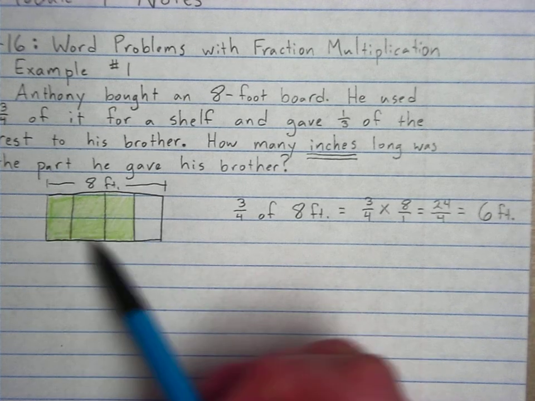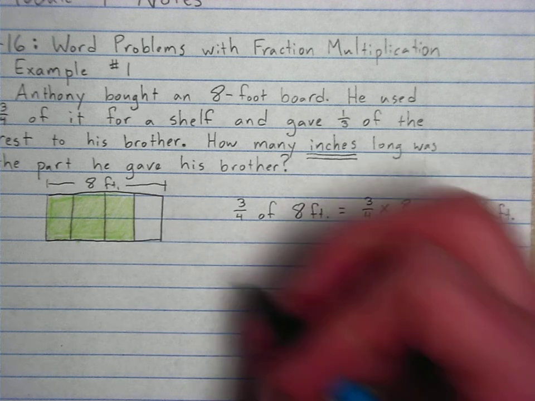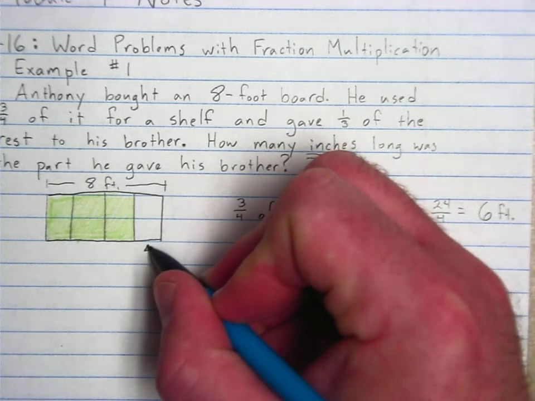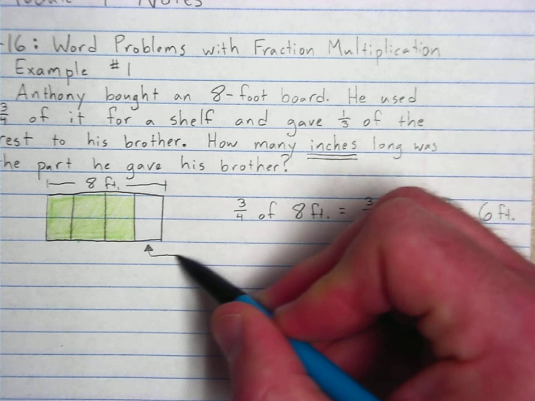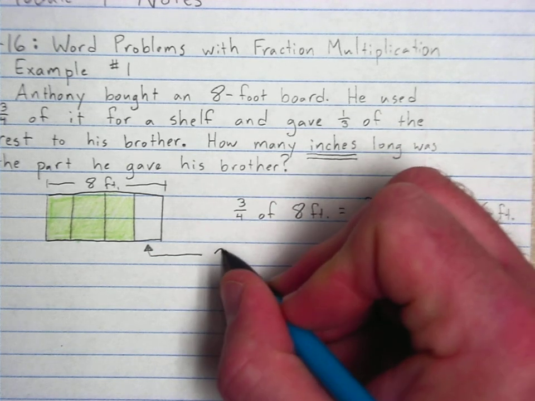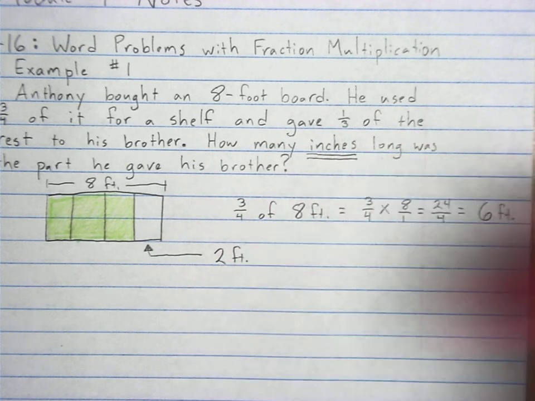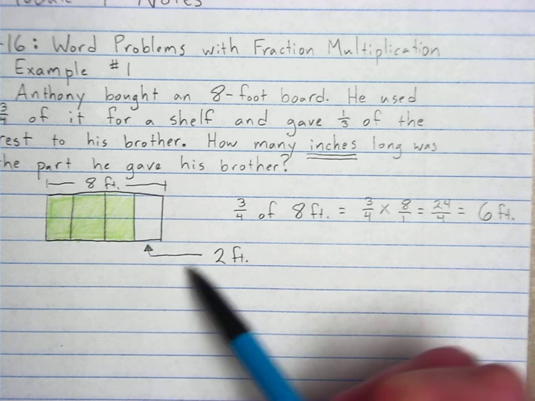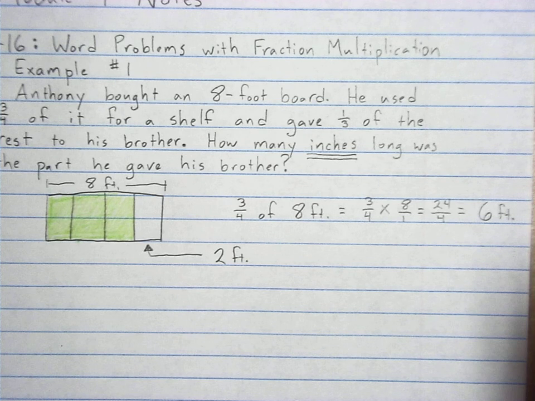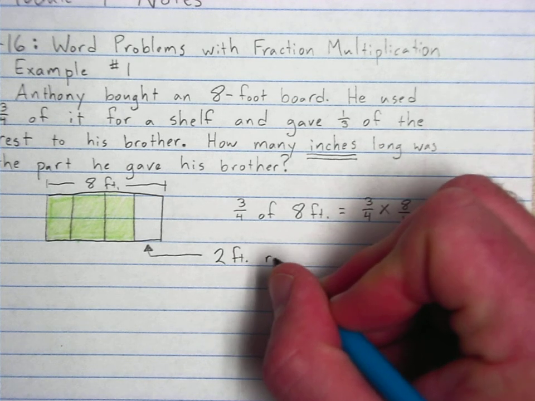So this green part right here is 6 feet. That means this little part right here is 2 feet long. 8 feet total. Take out the 6 for the shelf. 8 minus 6 is 2. So there are 2 feet remaining.